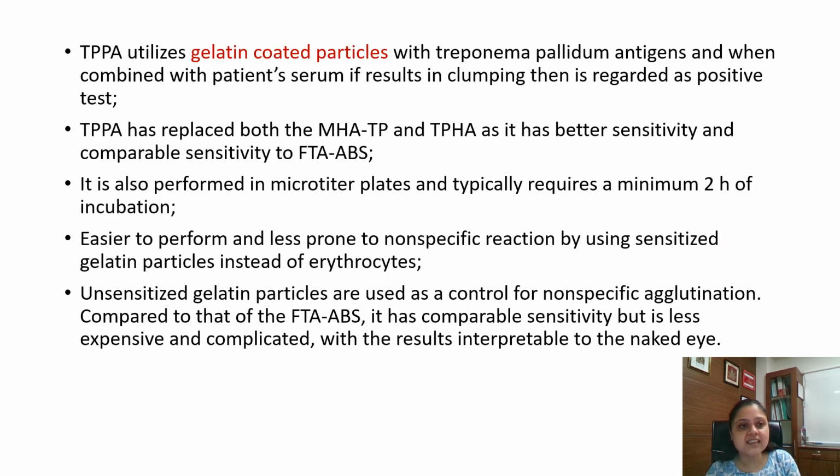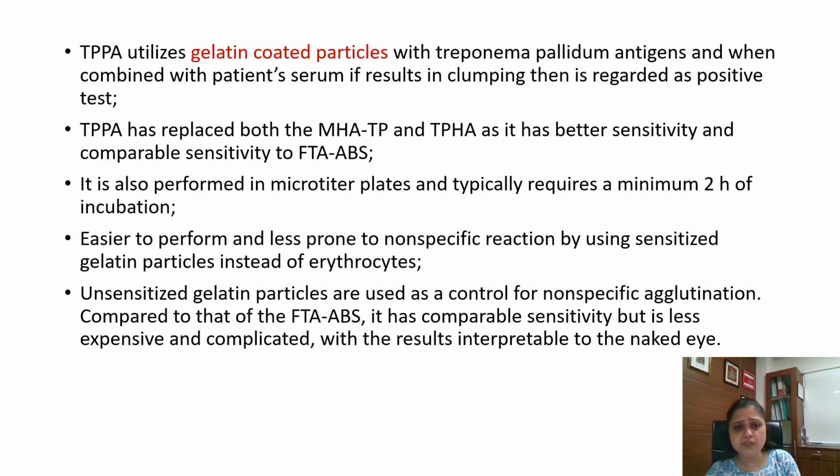Another test is TPPA, that is Treponema pallidum particle agglutination assay. It utilizes gelatin particles coated with the Treponema pallidum antigens, and it is combined with the patient's serum. If it results in clumping, then it is regarded as a positive test. It is to be noted that TPPA has replaced both MHA-TP and TPHA because of better sensitivity and comparable sensitivity to the fluorescent treponemal antibody absorption.